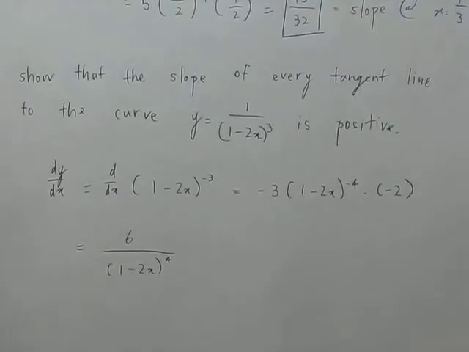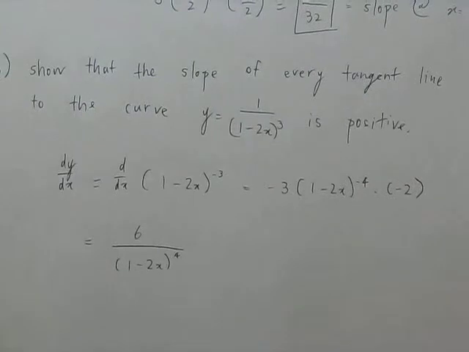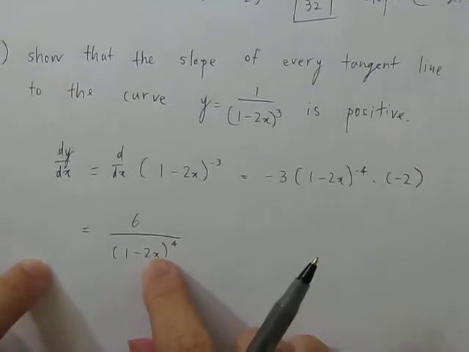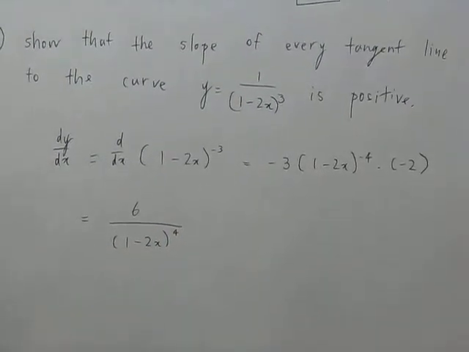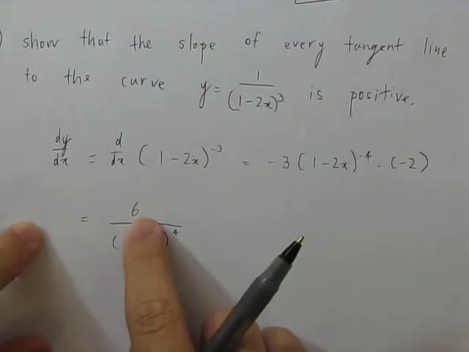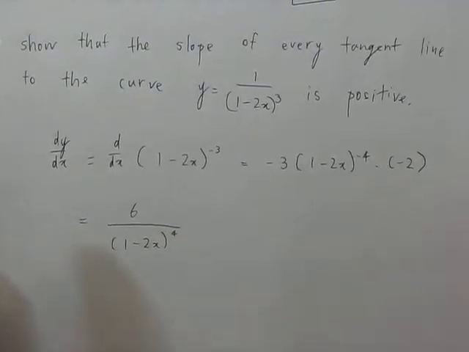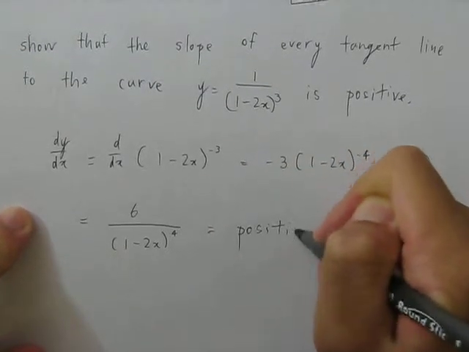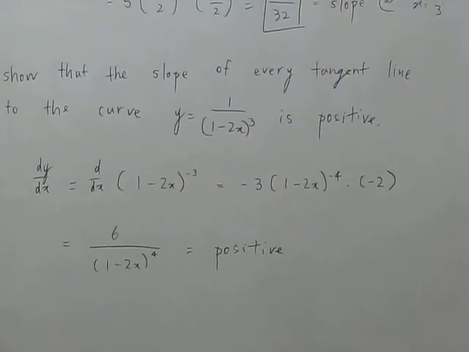Now, how are we going to show that the slope of every tangent line to the curve of this function is positive? Well, at any point x, y on the curve where x doesn't equal 1/2, since that would make it 0, the slope of the tangent line is the quotient of two positive numbers, right? You have 6, that's a positive number, and any number raised to the fourth is a positive number. So when you have the quotient of two positive numbers, of course you get a positive number. And that is how you show that the slope of every tangent line to the curve y equals 1 over (1 minus 2x), all of that raised to the third, is positive.